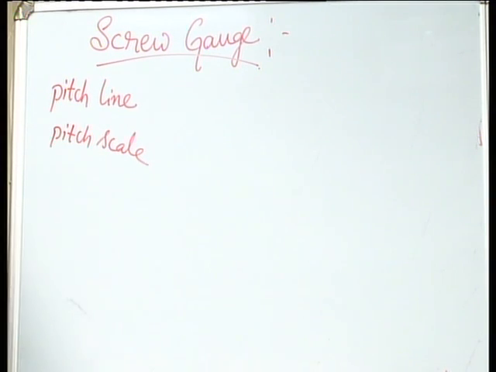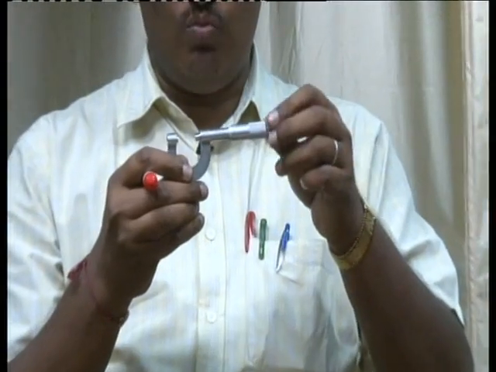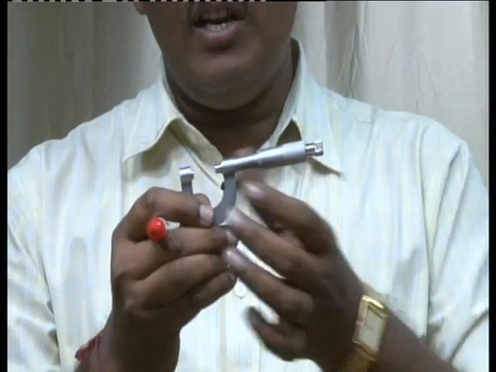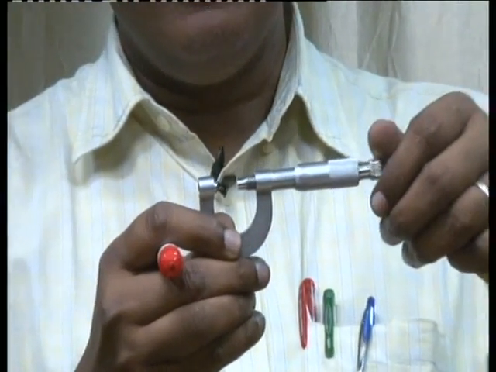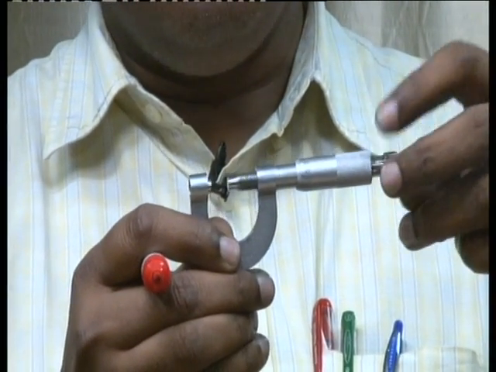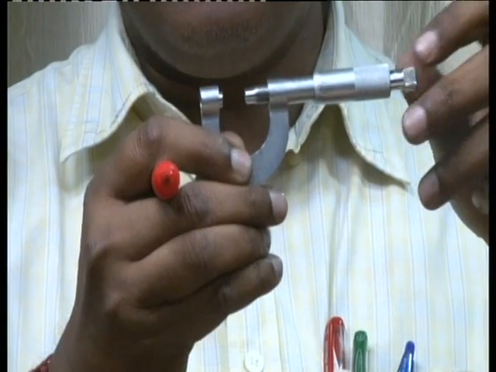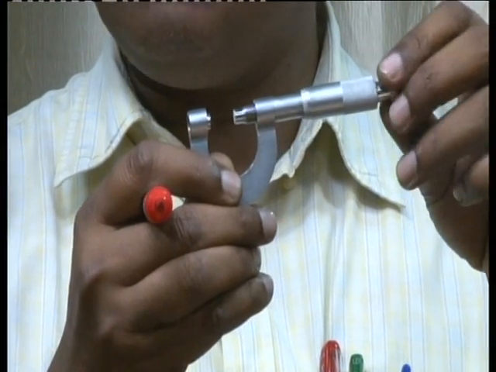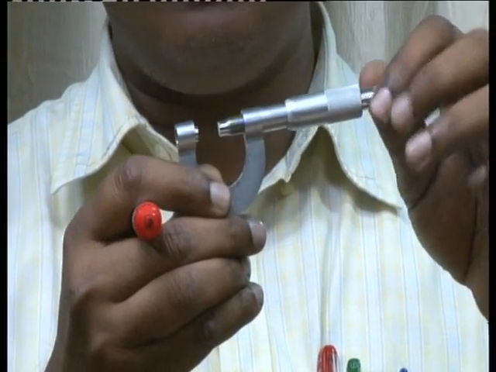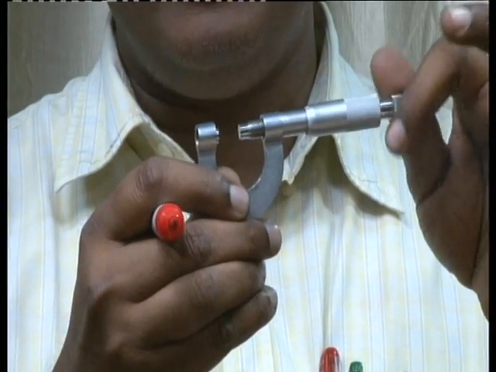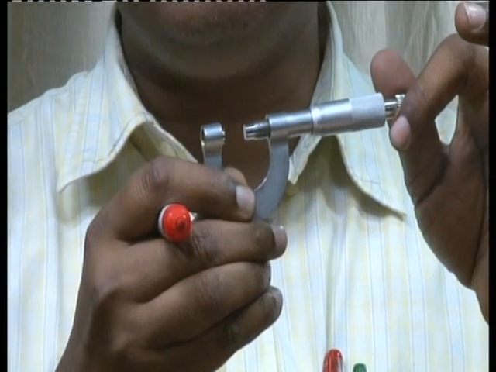Observe here. This portion is called the head of the screw. Inside this hollow cylinder, a screw works. You just observe the movable tip of the screw. The tip moves forward while rotating this portion. The tip moves backward while rotating this portion. The motion of this tip of the screw is controlled by this portion. That is why this is called the head of the screw.